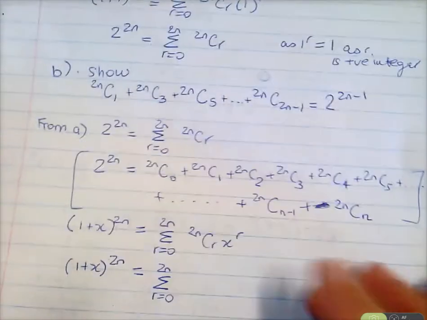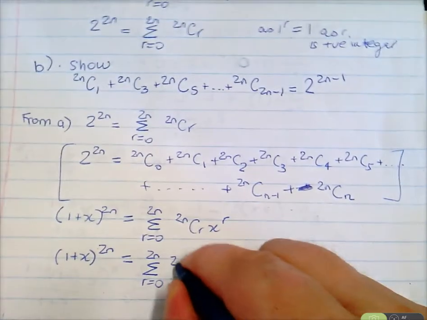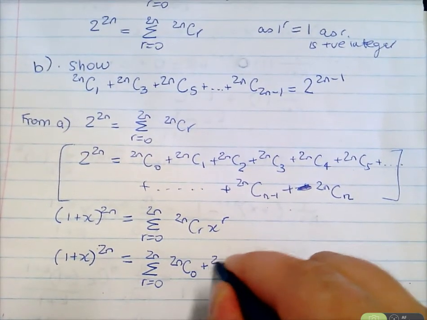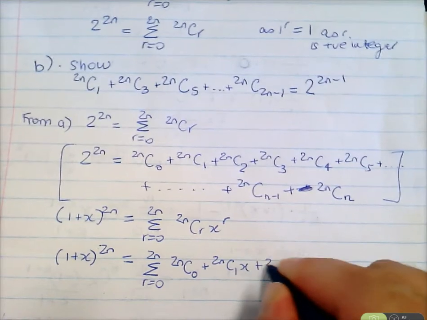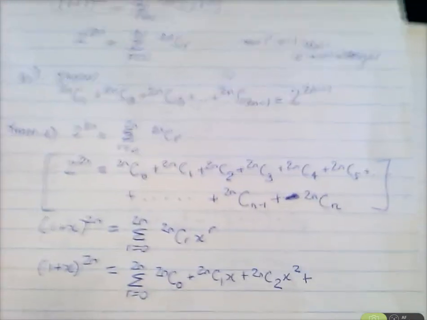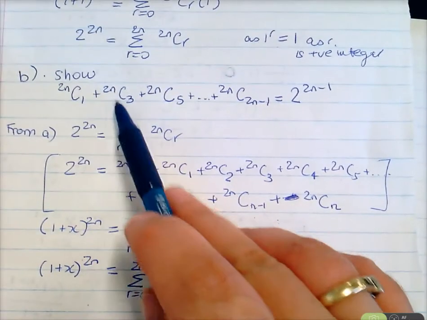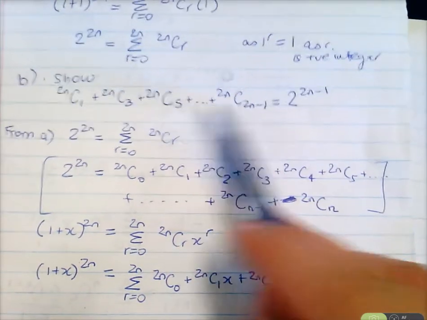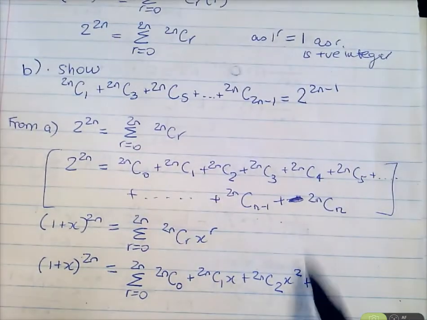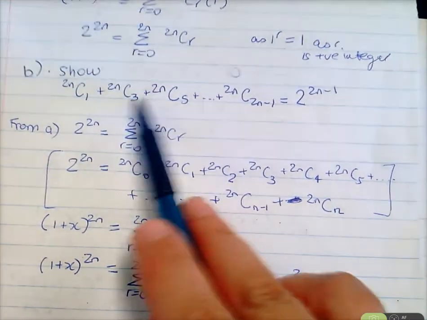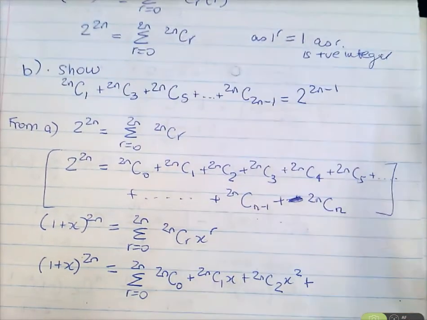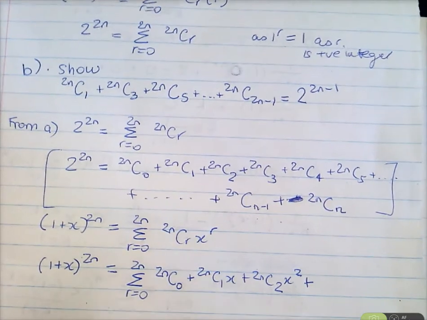If I write that out expanded, I get 2nC0 x^0, which is just 1, plus 2nC1 x plus 2nC2 x squared plus, now look at what we're trying to show, that 2nC1 plus 2nC3 plus 2nC5 all the way up to 2nC(2n-1). So I want to have all these terms up to C5 in my expansion and the second last term and the last term of the expansion.